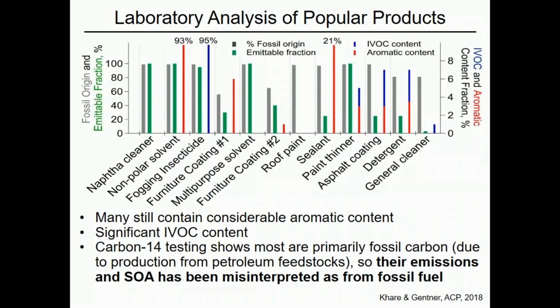And the last thing here, we took these products and did testing looking at their isotopic content. The fascinating thing that we found is that the carbon-14 testing shows that pretty much all of these are primarily from fossil fuel feedstock, which is not surprising, but so many of the materials and chemicals that we use in our lives all come from fossil fuels as their precursors.